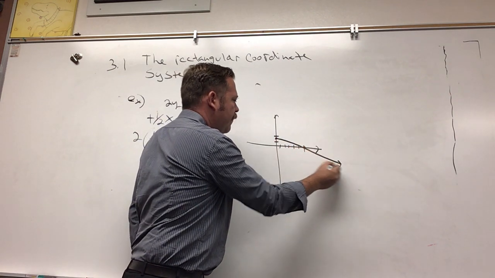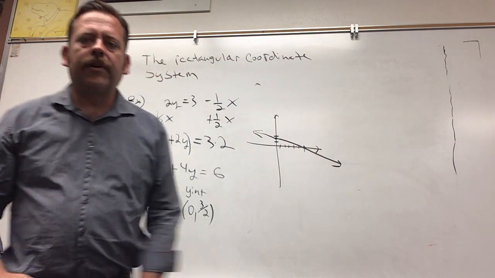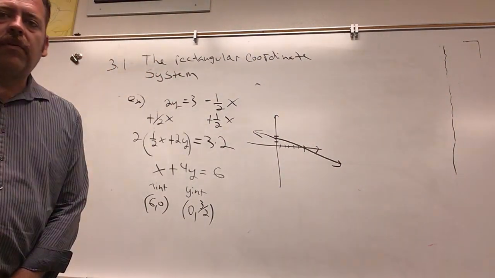You know, you can graph any line with just 2 points. But having the 2 intercepts is cool. I like having the 2 intercepts. It gives you a good reference of how the line will look.